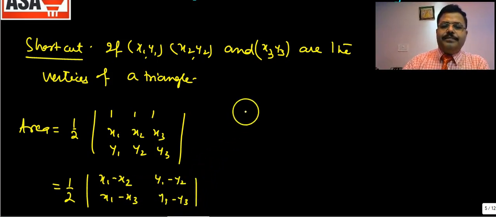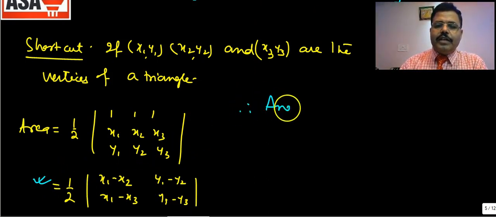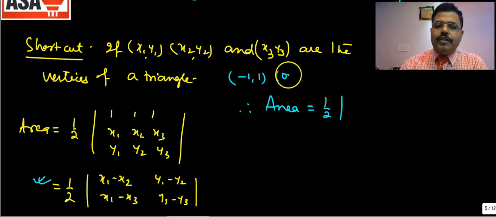That will be easier. And therefore, if you remember this fact and use it, the area here will be half into x1 minus x2. Watch the points. What were the points given here? Minus 1, 1, 0, 5, and 3, 2.